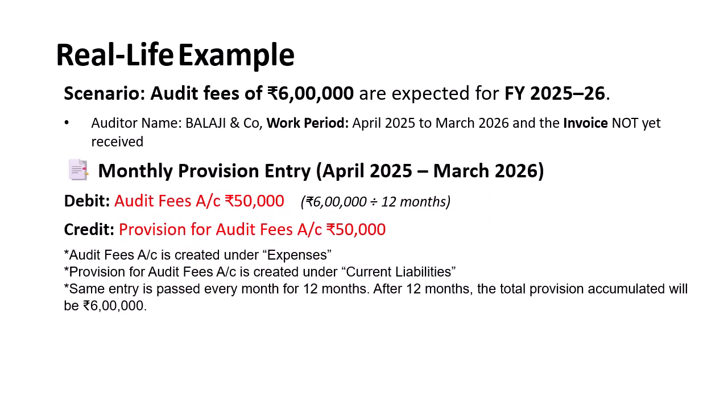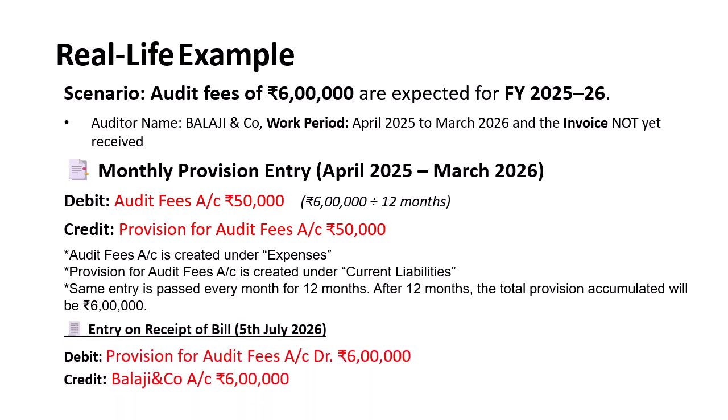So the monthly provision entry will be: debit audit fee account for 50,000. That 50,000 is 6 lakh divided by 12 months. That amount will be divided equally. Credit provision for audit fees account, same 50,000. This audit fees account is created under expenses and the provision for audit fee account is created under current liabilities. Just saying, if any one of you doesn't know this.